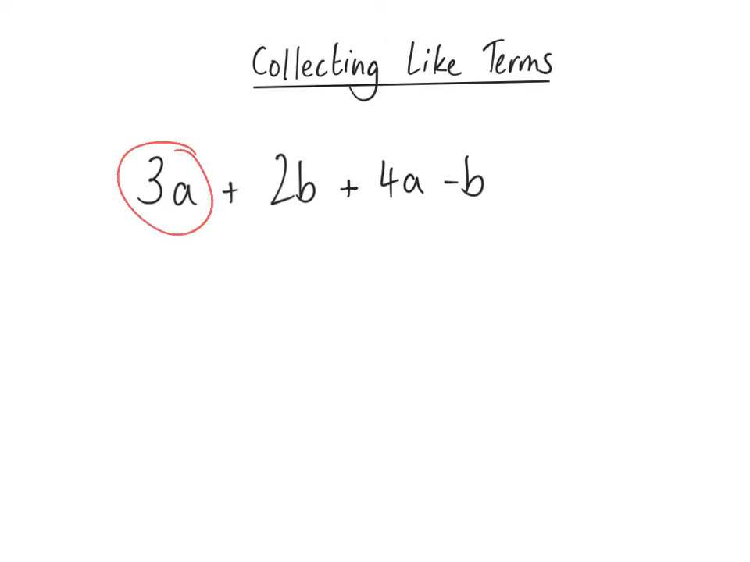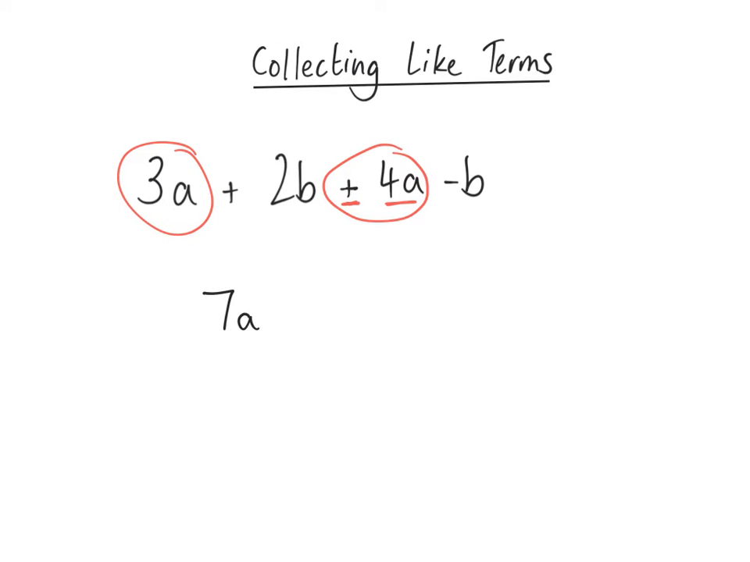So 3a is like 4a. Notice I circled the add as well as the 4a because this add tells me that I need to add them together. So I have 3a add 4a. I know that's 7a.